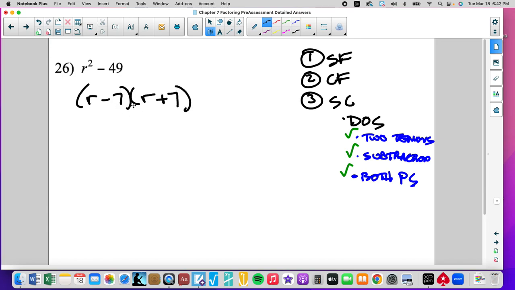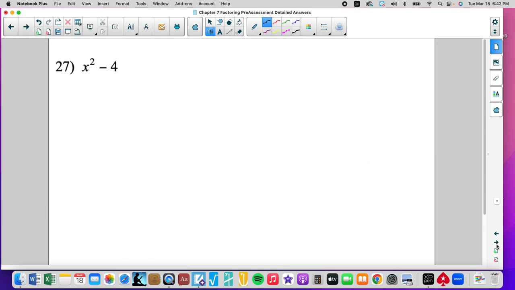Conjugates are identical but opposite signs. How did we come up with r and 7? Square root of r squared is r. They go in as our firsts. Square root of 49 is 7, and those go in as our lasts. And then we give it different signs. The reason being is if we multiplied this out, our outside is 7r, our inside is negative 7r, and they would cancel. That's why there's no middle term. We only have 2 terms here. So that is the proper way.